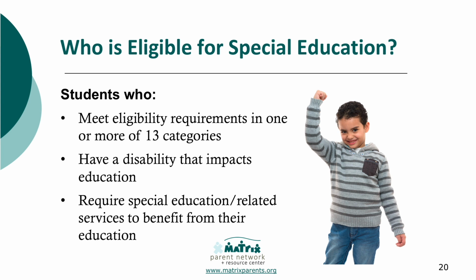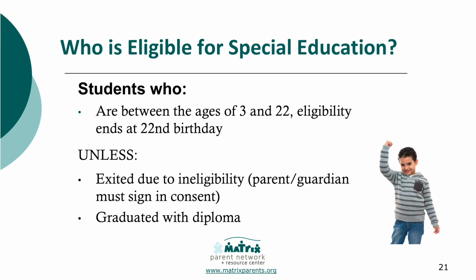It also says that they need special education services in order to benefit from their education. So it's all three of these requirements, not just having the disability. The students are eligible between the age of 3 and 22. Eligibility ends at the young adult's 22nd birthday, unless. So there are situations where your child may be in special education and then become ineligible.